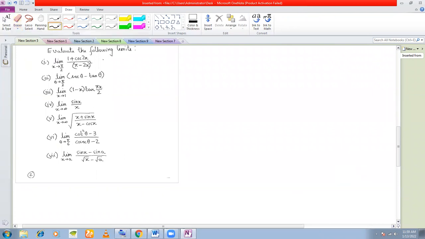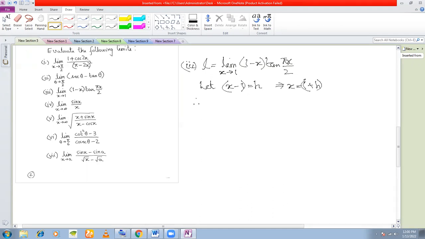Okay, next question. Number 3. The given limit here is limit x tends to 1 of 1 minus x tan pi x by 2. Okay. Now see here, limit x tends to 1 is here. So what I do is I change the variable first. That is, I take let x minus 1 is equal to h. That means I get x is equal to 1 plus h. Therefore, as x tends to 1, h tends to 0.